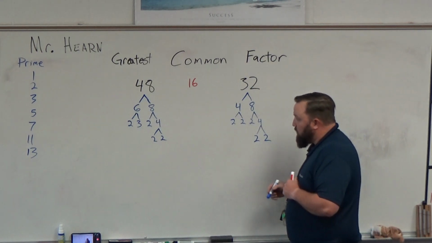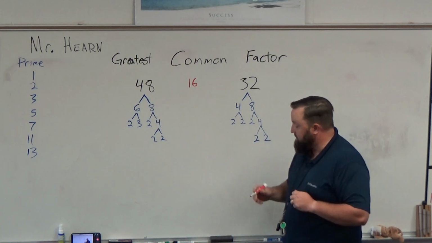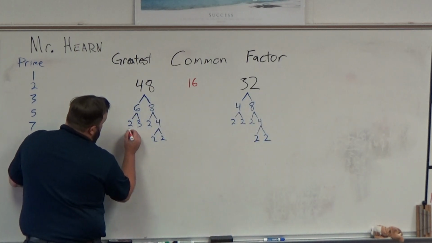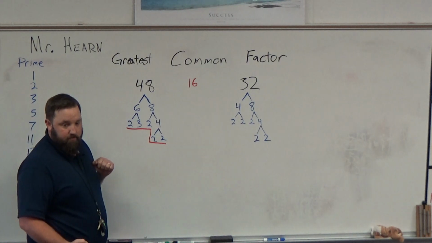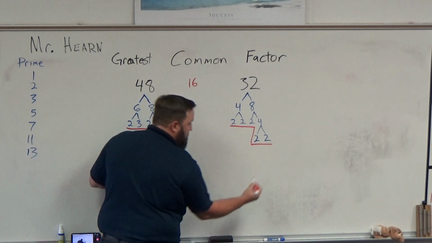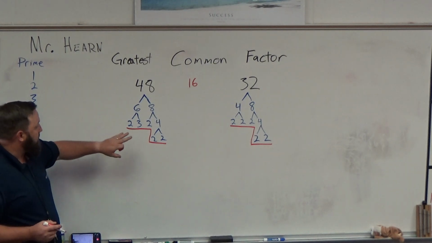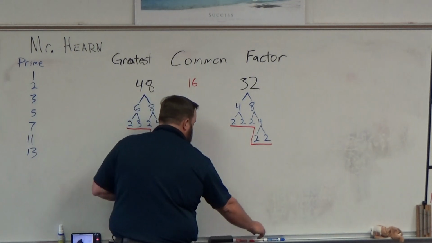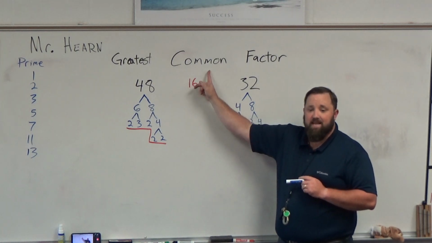Now, when you're going back and you're trying to figure this out, I want you to go back, guys, and we were having some issues with this. I want you to draw a line that connects all your prime factors underneath of them. So come over, step down, and underneath, okay? Those are all my prime factors. Those are my prime factors of 48 and my prime factors of 32. Now, what we're going to do is find the common, the same.